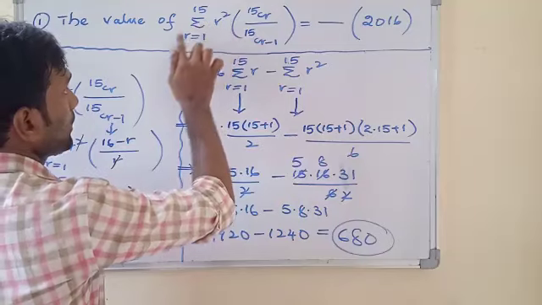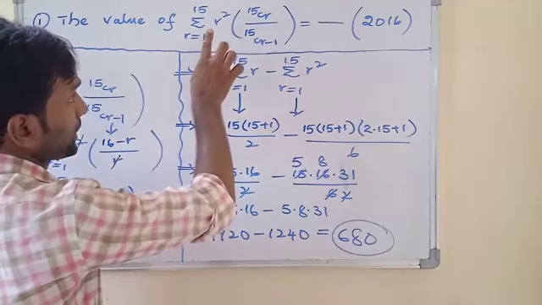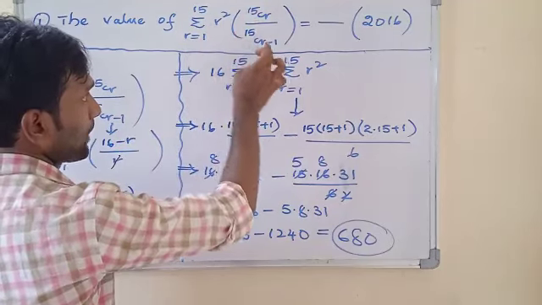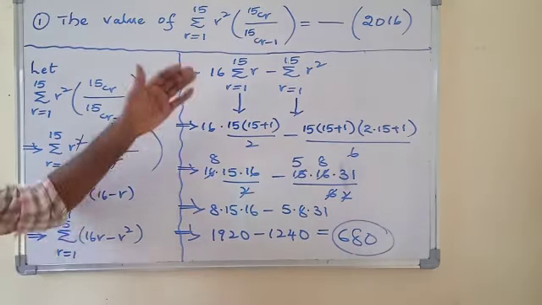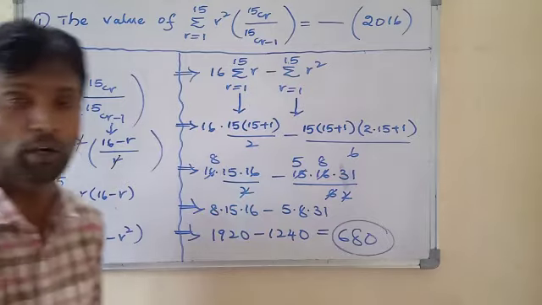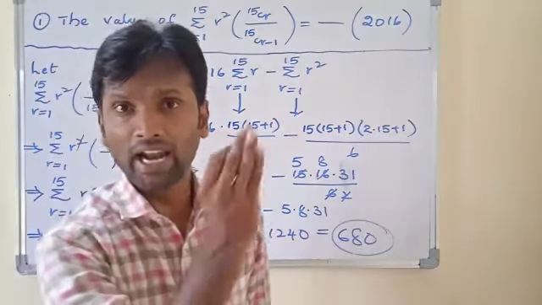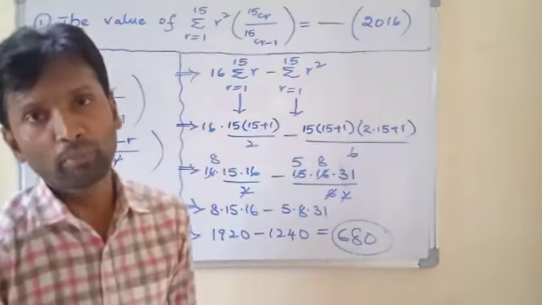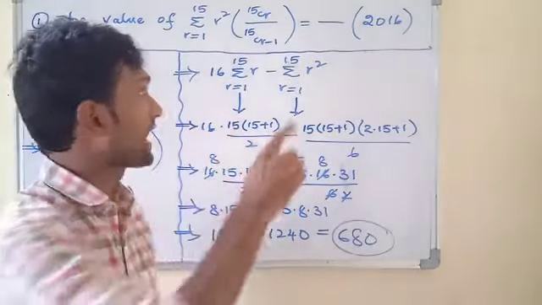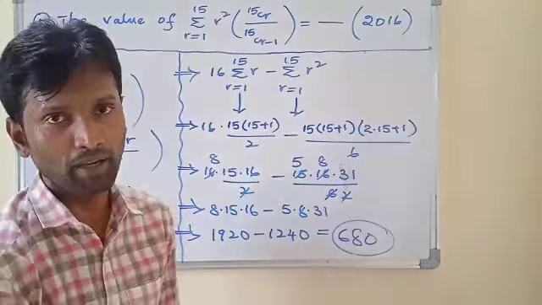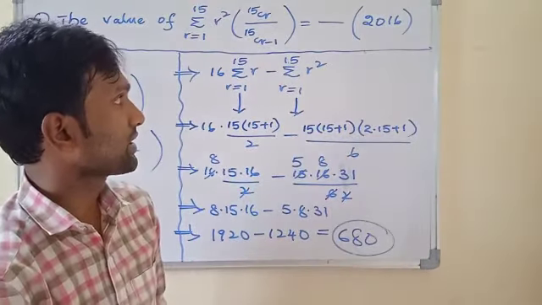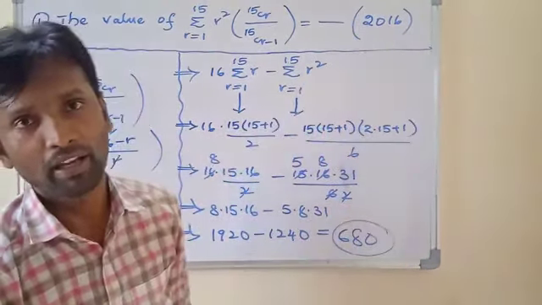That means the value of sigma r equals 1 to 15 of r square into 15Cr by 15C(r minus 1) is equal to 680. So this is the process for finding the value of the given problem by using the standard result of binomial coefficients, that means nCr divided by nC(r minus 1) equals n minus r plus 1 by r. This question was given in the 2016 JEE Mains exam.